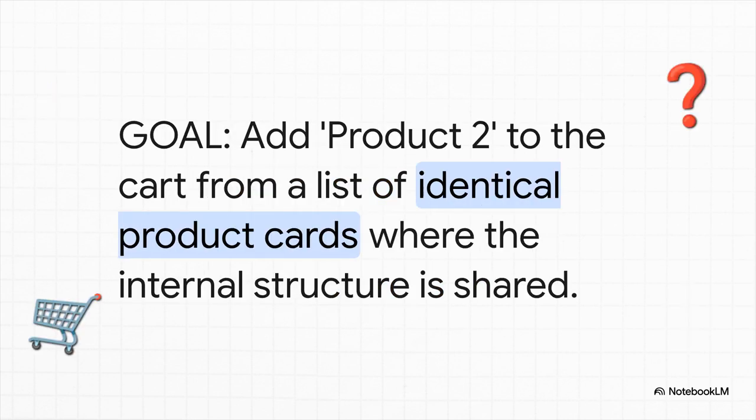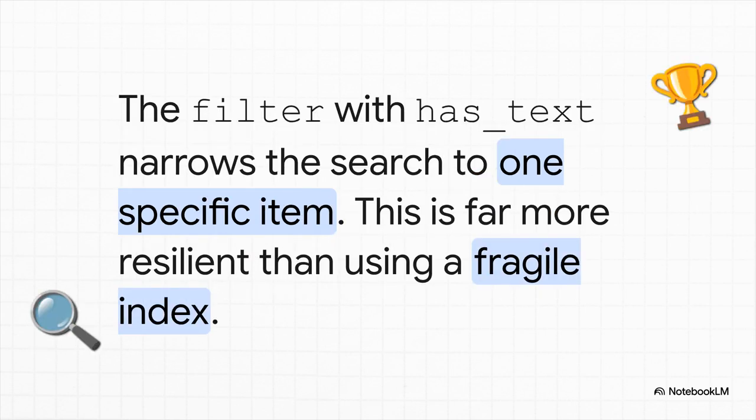Okay, let's ramp it up a bit. Here's a super common e-commerce scenario. You've got a list of products. Every single product card has the exact same HTML structure, the same class names, the same add to cart button. So how in the world do you click the button for product 2 without accidentally clicking the one for product 1 or product 3? This, my friends, is where filtering becomes your absolute best friend. It's a total game changer.